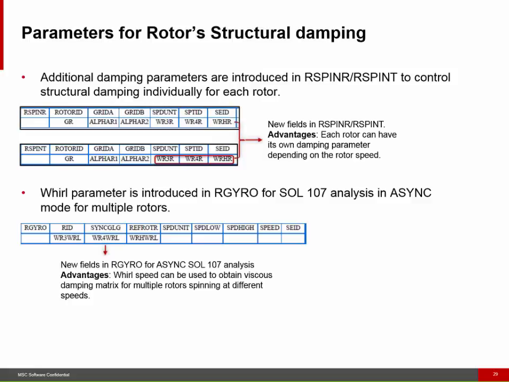There's also extended capabilities for structural damping of rotors, and this will allow you to have additional options to control the structural damping for individual rotors, especially when you have several rotors. This is a more flexible way to add structural damping directly on the RSPINR entry. Previously you had to use only one parameter, which was then applied to all the rotors in the model. So this makes it possible to do more accurate modeling of the structural damping of each individual rotor.